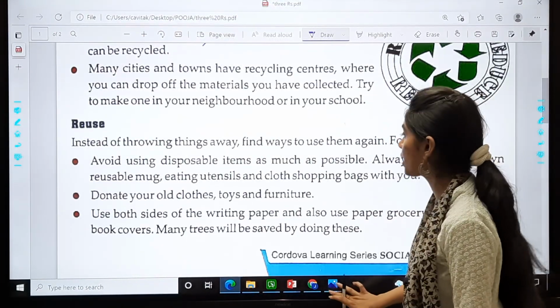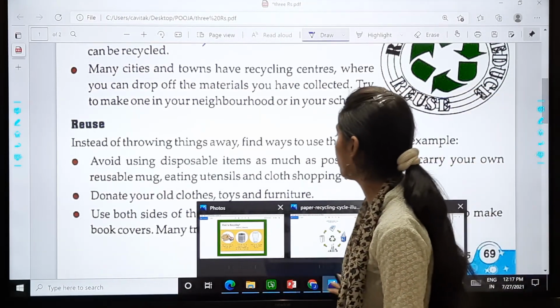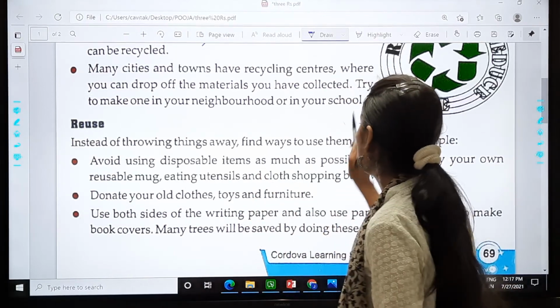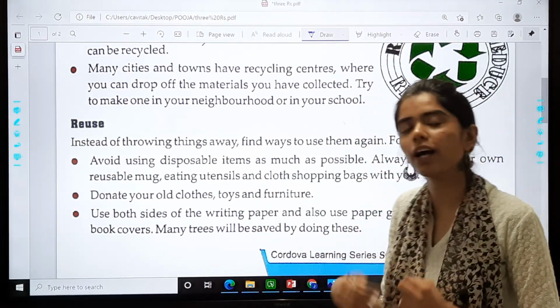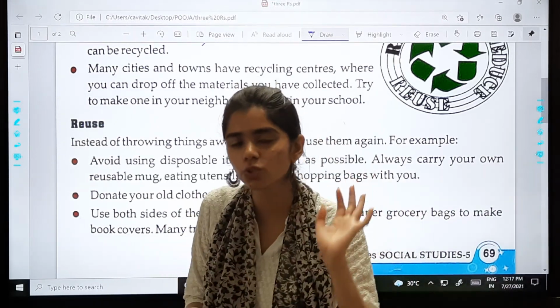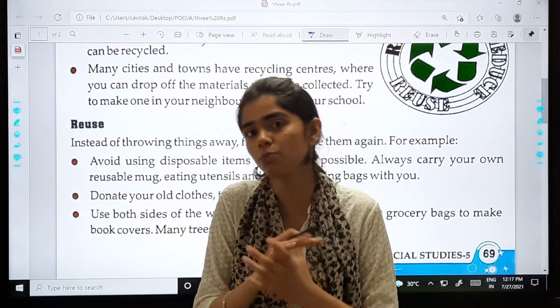Okay? So the next one is what? Reuse. Next one is reuse. So instead of throwing things away, find ways to use them again. So what we do sometimes is that we use it and then we just throw it casually. But what we can do is we can reuse many things.